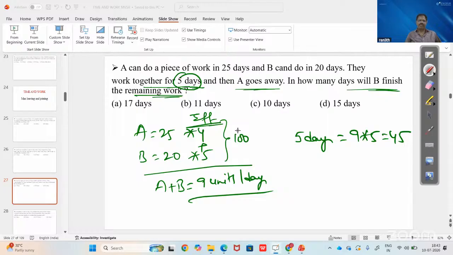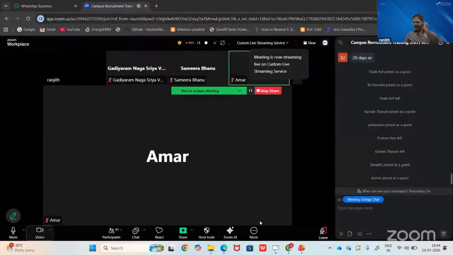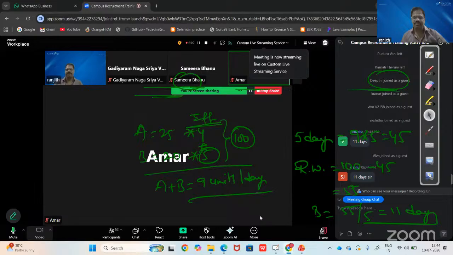So what is the total work we have? 100. So what will be the remaining work? If I subtract 100 minus 45, the remaining work will be 55. In how many days does B finish the work? The one day work of B equals 5 units. 55 by 5 equals 11 days. Answer is 11 days. Yes, answer is 11 days.